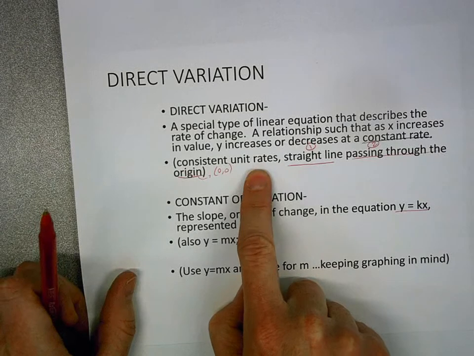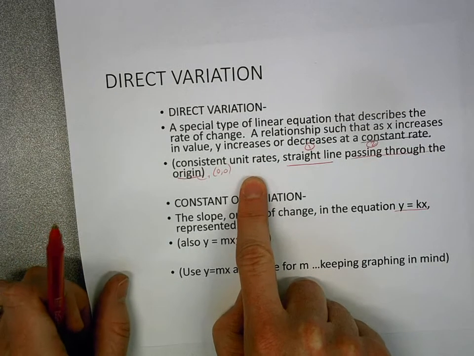It says the length that a spring stretches varies directly with the amount of weight attached to it. When you see "varies directly," that means there's a direct variation. Okay, so that's what that actually means. And remember, if they're saying there's a direct variation, it means consistent unit rates, a straight line passing through the origin.